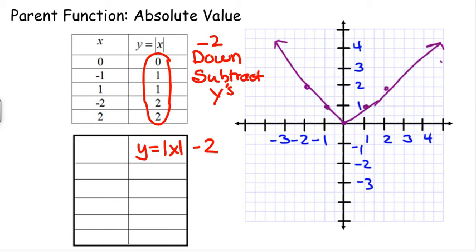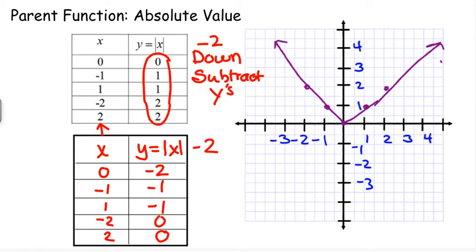So 0 minus 2 is negative 2. 1 minus 2, negative 1. 1 minus 2, negative 1. 2 minus 2, 0. 2 minus 2, 0. All these x values have not changed. So we go ahead and just repeat those. 0, negative 1, 1, negative 2, 2. Let's go ahead and graph them now.